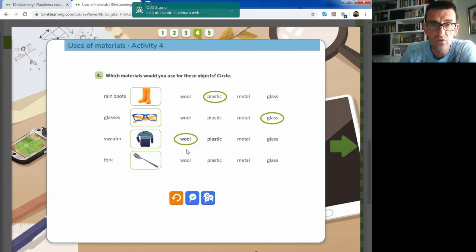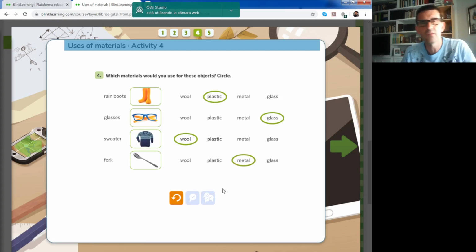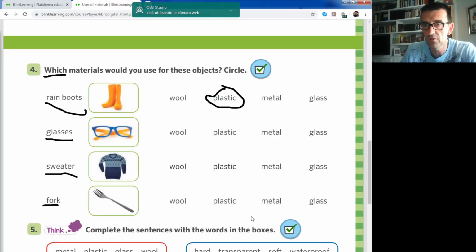Yes, made of wool, because the wool is warm, porque la lana es calentita. The wool is warm, and it's good, especially in the winter, when the weather is very cold. You put on your sweater, and you feel very well, you feel comfortable, and fantastic temperature inside your body. What about the fork? The fork that you use to eat your lunch and to eat your dinner. Is it made of wool, plastic, metal or glass? Of course, made of metal, so it's very easy. Now, please correct your answers. Corrige tus respuestas. Well, now we have finished the activity number 4.